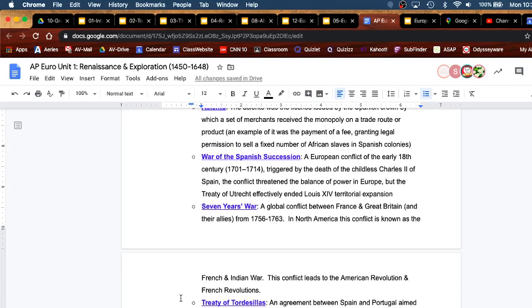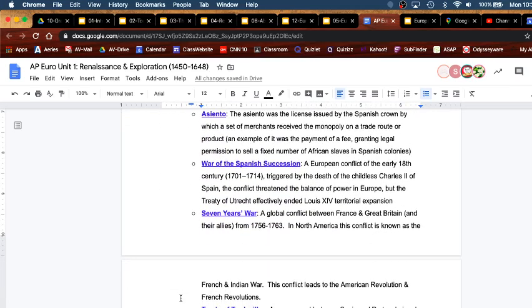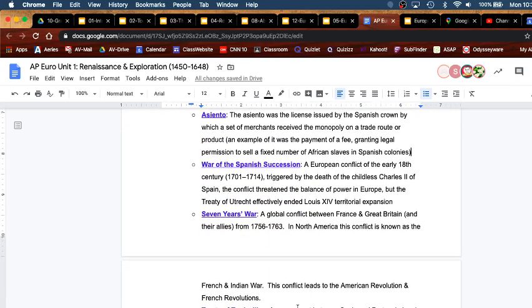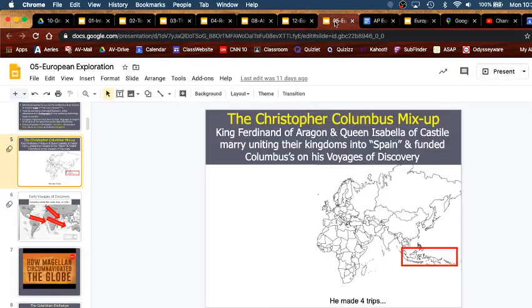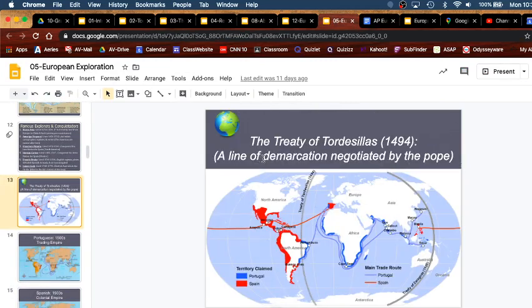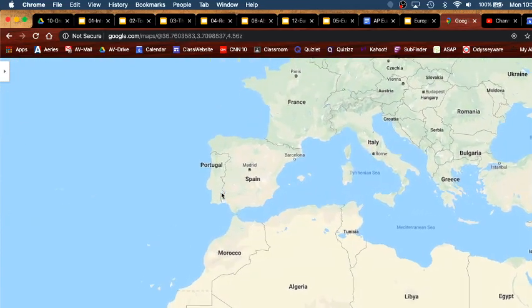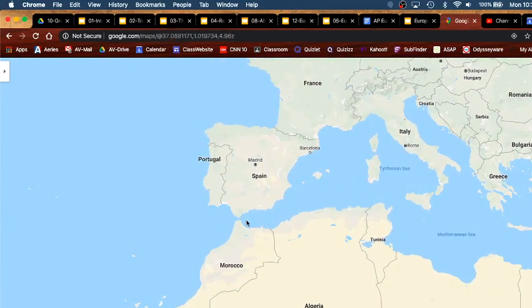The last piece of this puzzle on this particular review, we're doing just 1.7, rivalries on the world stage. The last one is the Treaty of Tordesillas, and this one clearly does happen during the 1450s to 1648. And the Treaty of Tordesillas is incredibly significant. It's a line of demarcation that was negotiated by the Pope. If you'll remember, on our map of Europe, Spain and Portugal both occupy what's known as the Iberian Peninsula. This peninsula right here is surrounded almost entirely by water.